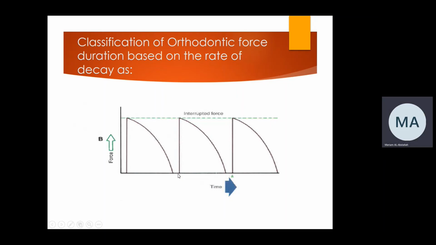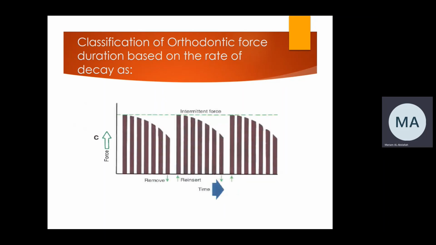Well, maybe because the patient missed multiple appointments and he came after the force actually decayed to zero. Or maybe the orthodontist activated the appliance very little so that in between visits, the force did reach zero. Okay, so again, it's still a fixed appliance. This is showing a fixed orthodontic appliance, but between visits, it reaches zero amount of force. This is what we call the interrupted type of force.